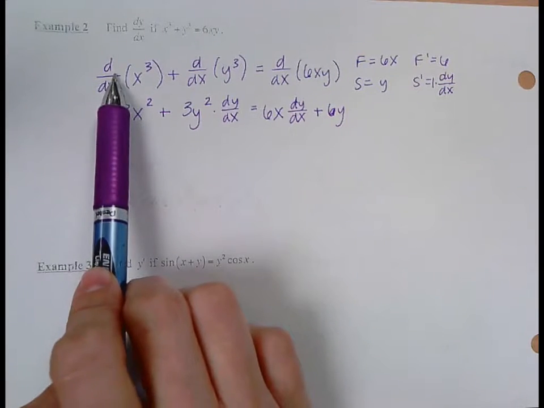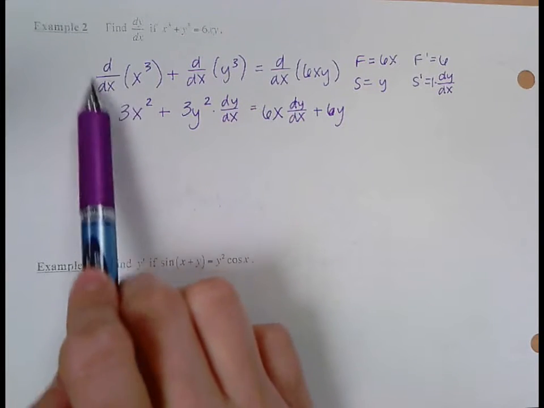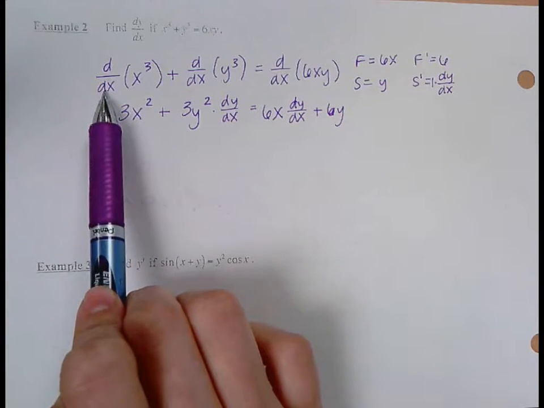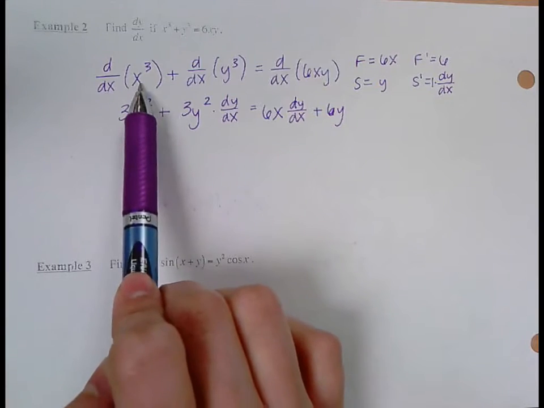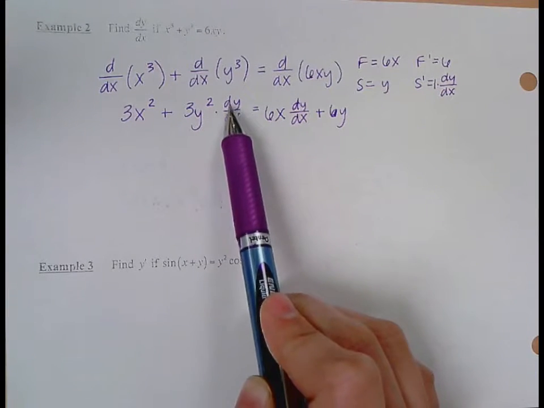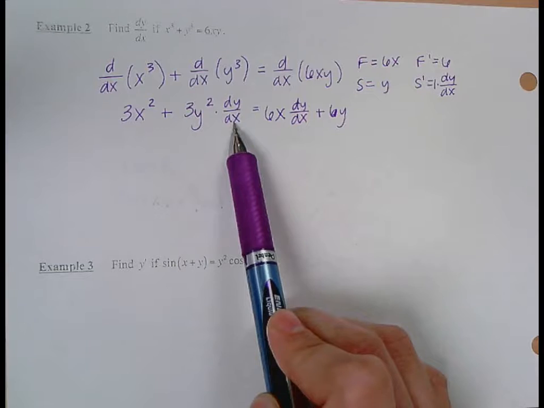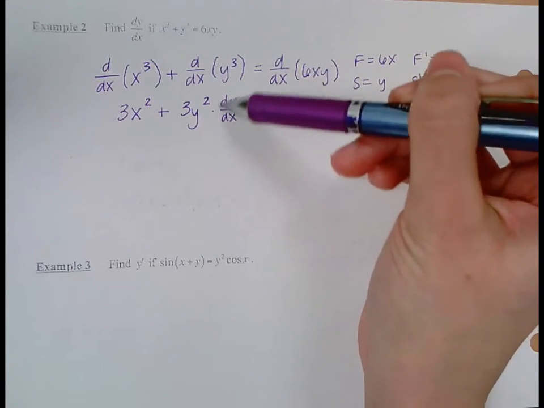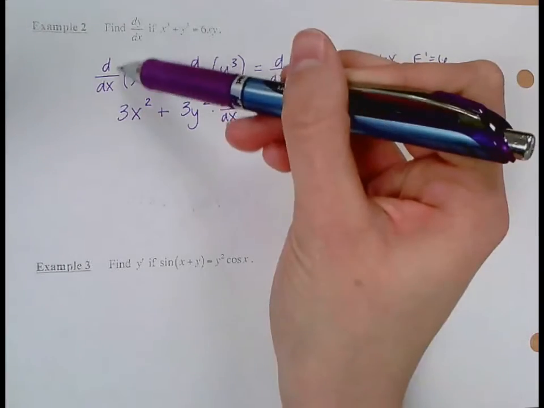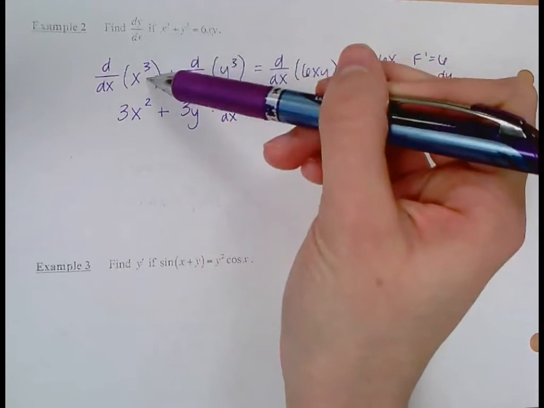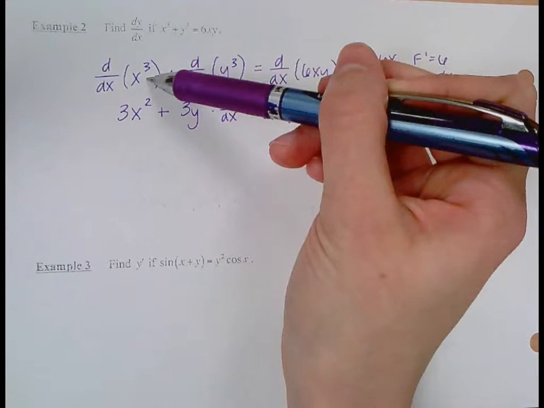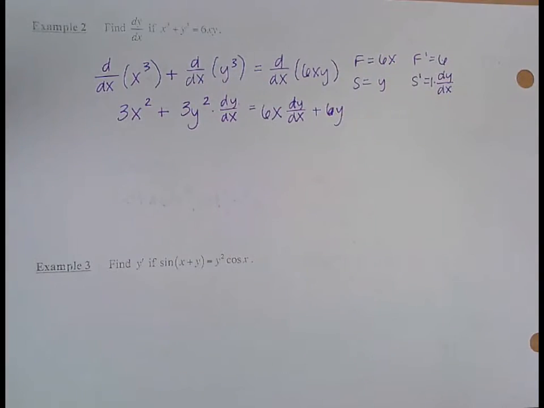Like here. The d dx just means I'm taking the derivative with respect to x of this, whereas dy dx means you're taking the derivative of y with respect to x. So this actually represents y prime. This just says I'm taking the derivative of whatever I write after it. So that's why there's not a y with that one.